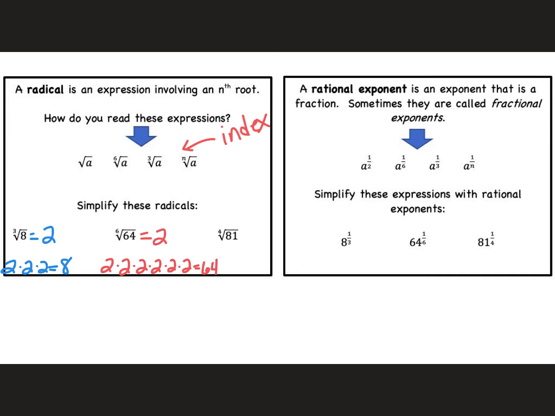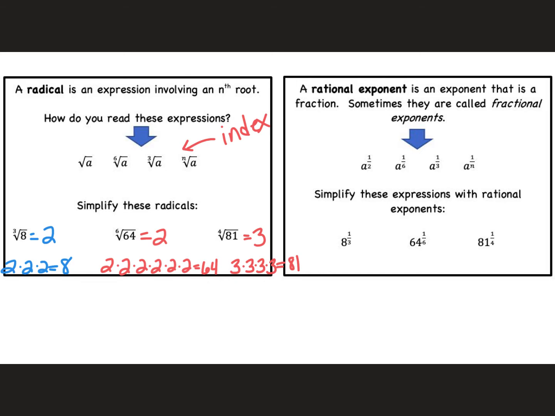The fourth root of 81. So since this is even, I'm going to try an odd value. I'm going to try 3 times 3 is 9, times 3 is 27, times another 3 is 81. Therefore, the fourth root of 81 is equal to 3.